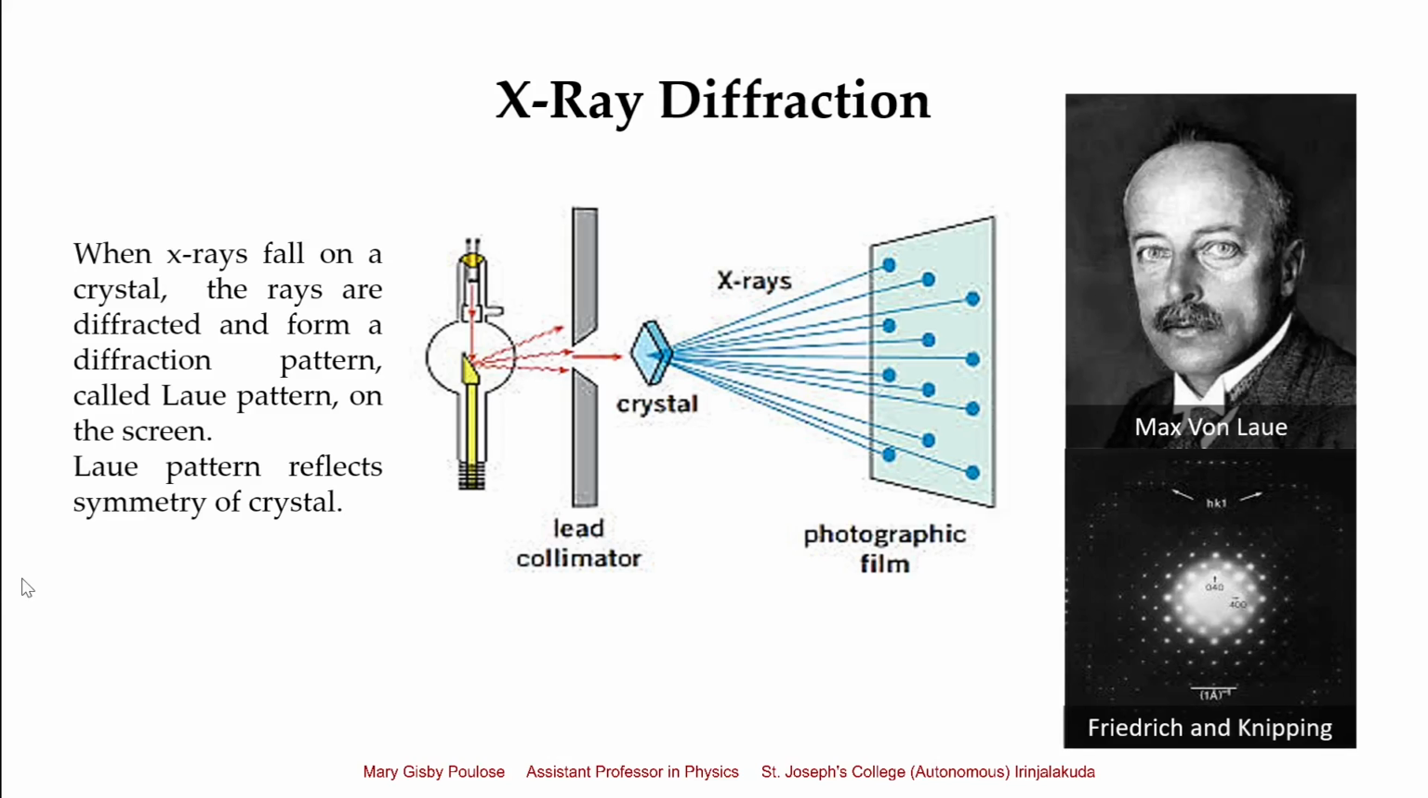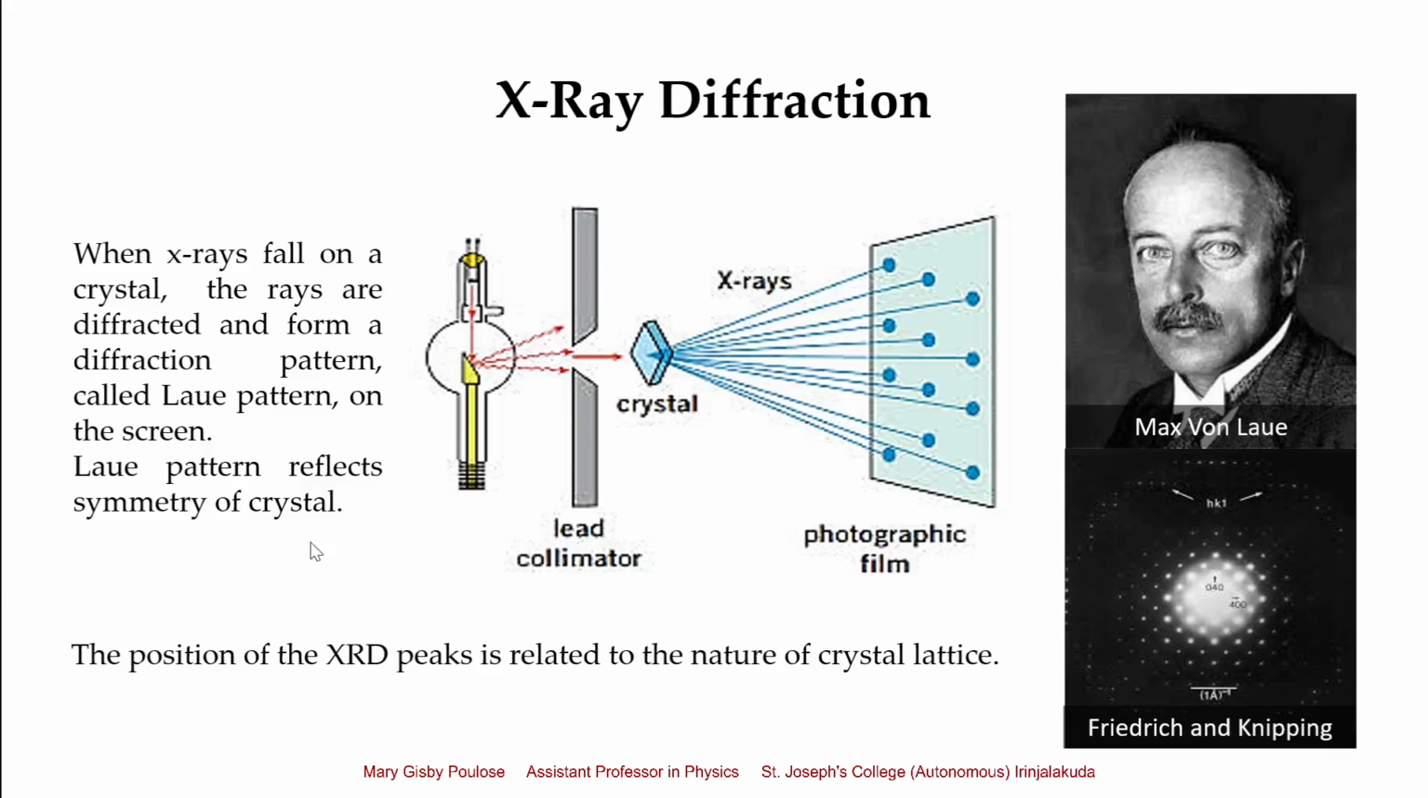Now, it was Max von Laue who first suggested that it is possible to create a diffraction pattern from a crystal using X-rays. So this crystal serves the purpose of a grating. This was first experimentally demonstrated by his associates Friedrich and Knipping. They demonstrated the diffraction of X-rays from a thin crystal of zinc blende.